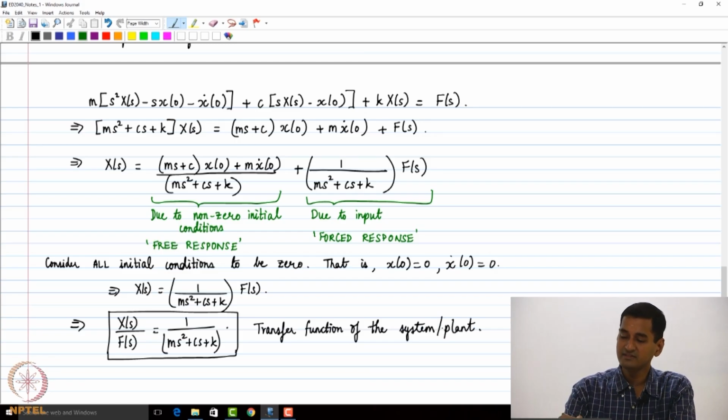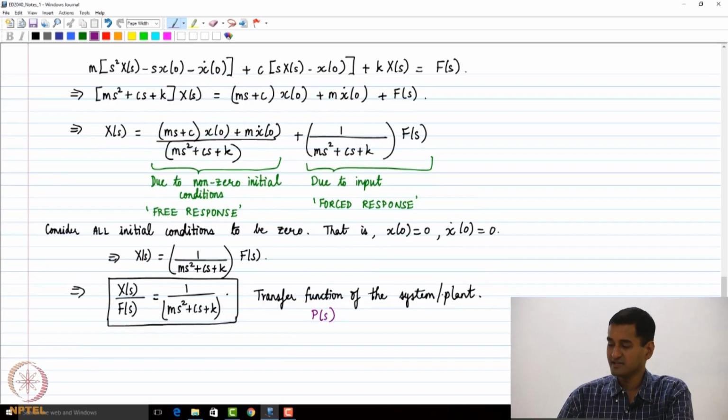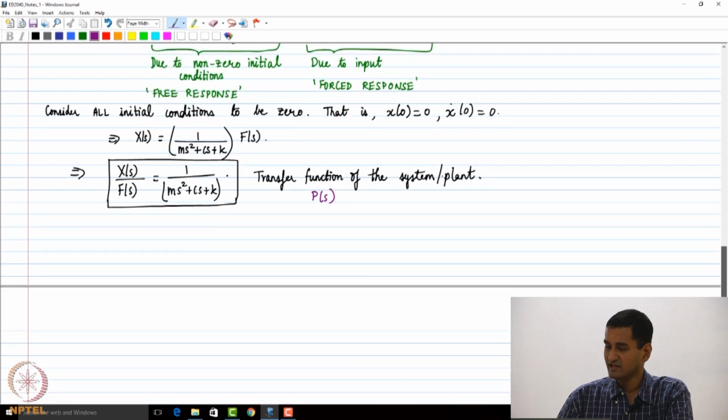okay? So in this particular course, we will use P of s to denote this, just to avoid confusion with other symbols. Capital P of s is the plant transfer function, okay?